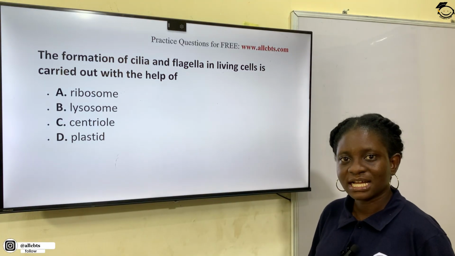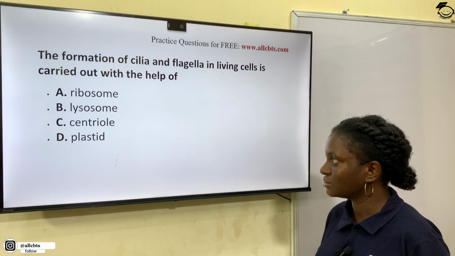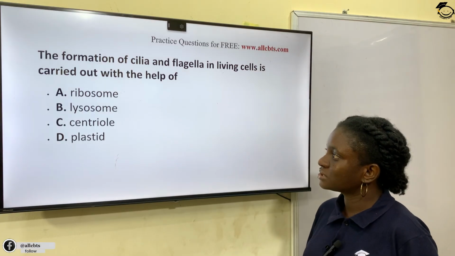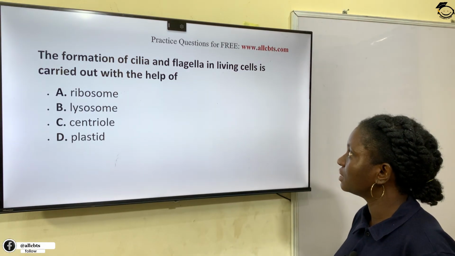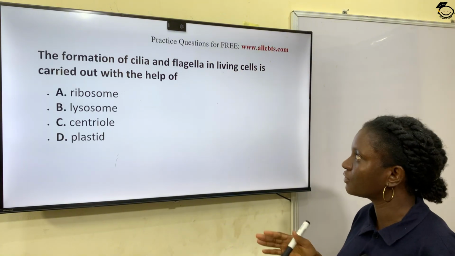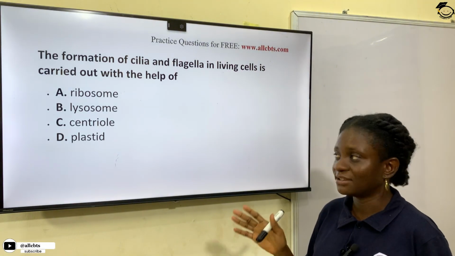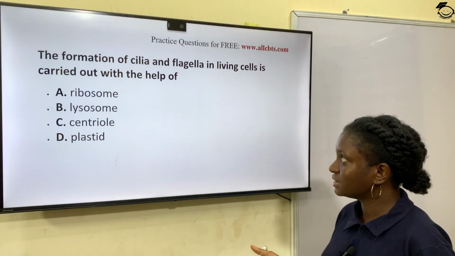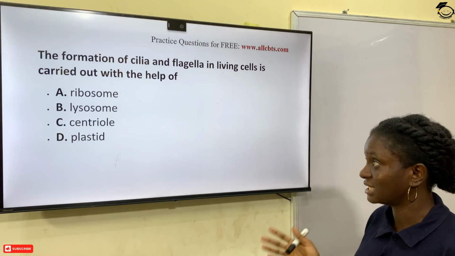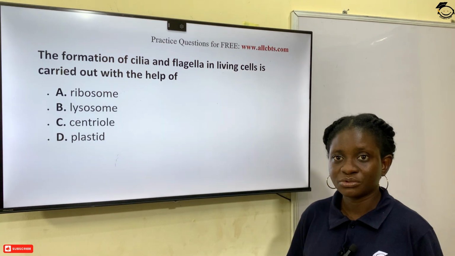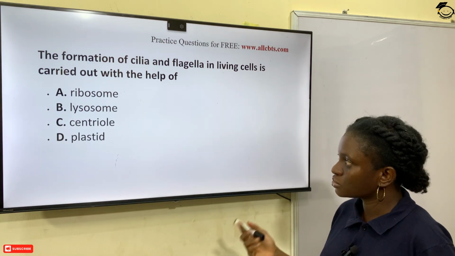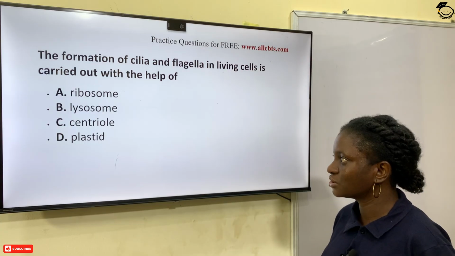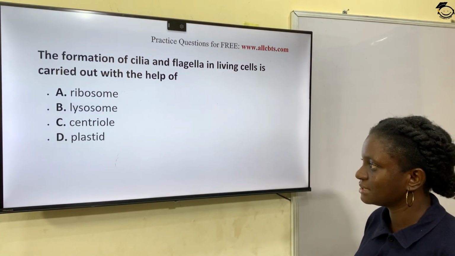The formation of cilia and flagella in living cells is carried out with the help of an organelle. Cilia and flagella are used in movement in organisms. So which organelle is mainly involved in the formation of cilia and flagella? Option A, ribosome, is not involved in the formation of cilia and flagella. It is mainly involved in protein synthesis. B. Lysosome helps in digestion. C. Centriole, and D. Plastid.